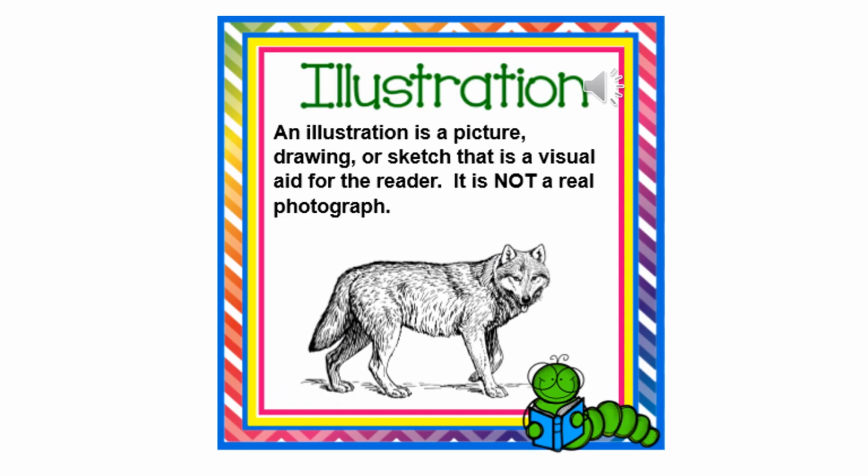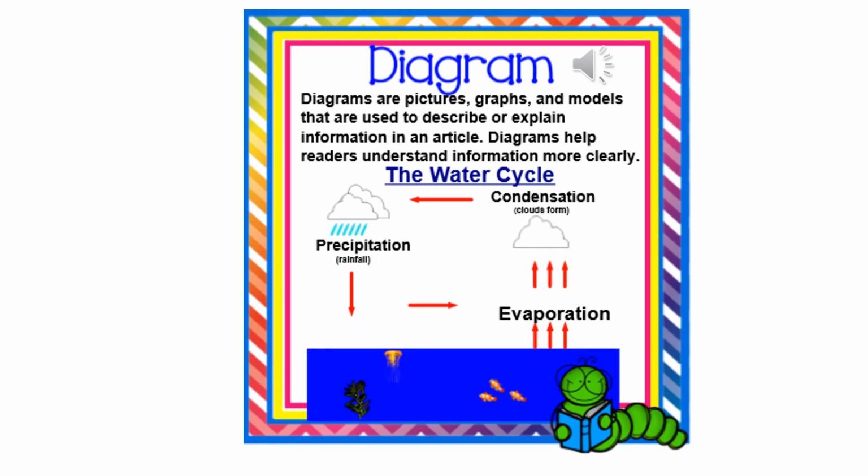Illustration. An illustration is a picture, drawing, or sketch that is a visual aid for the reader. It is not a real photograph. Diagram. Diagrams are pictures, graphs, and models that are used to describe or explain information in an article. Diagrams help readers understand information more clearly. If you'll notice, there is a diagram of the water cycle.